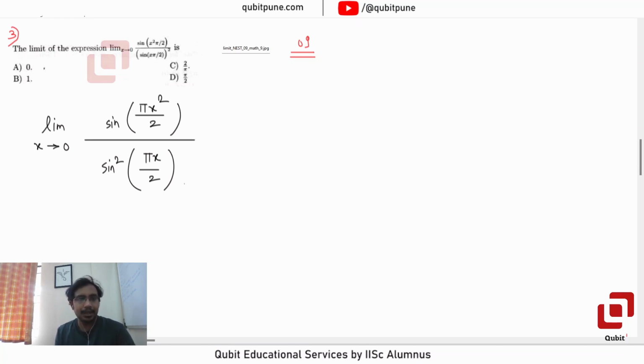In almost every case it will be in 0 by 0 form, and even here you see it is already in the 0 by 0 form, right? Sine 0 is 0, sine 0 is 0. So can we apply L'Hospital's rule there? Yes, we can apply L'Hospital's rule here. Let's do it.